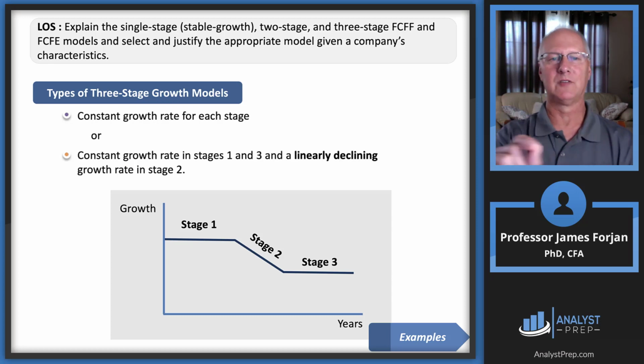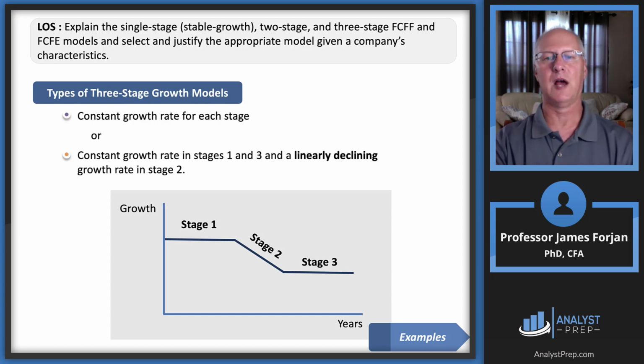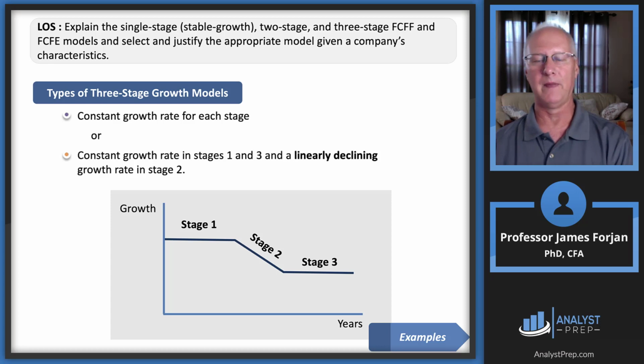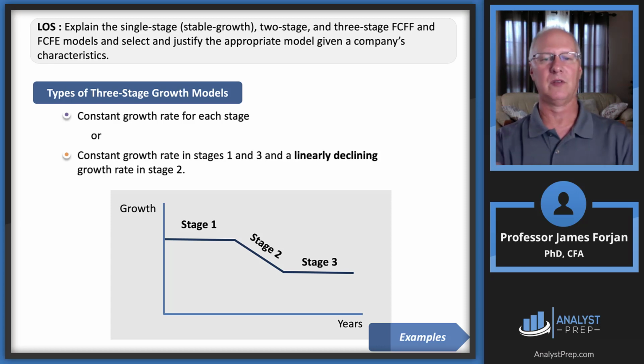Now, you can have a constant growth rate for each stage like I just described, or you can have a linearly declining growth rate in stage 2. I think we called that the H model back in the old days. So this is a perfect illustration that we've put here for you.